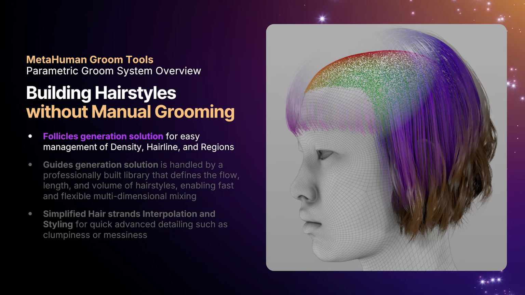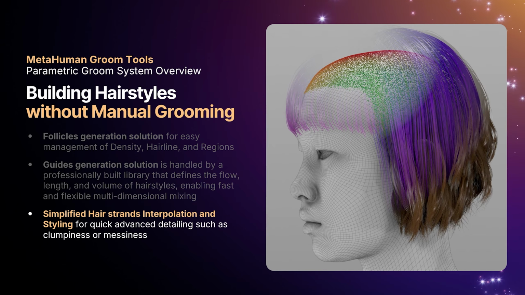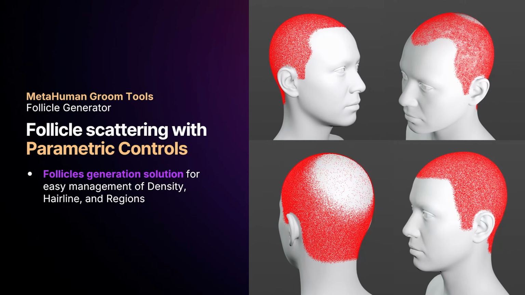The first one, handling follicles, helps to design the density of hair, as well as the shape and the position of its hairline around the head. The second step, handling guides, lets artists decide on the flow, the length, and the volume of the hairstyle they intend to build. And the third one entails the interpolation of a high-density system from the follicles and the guides previously designed in a very quick and simplified way. Also providing other simplified detailing options such as clumpiness and messiness in just a few clicks.